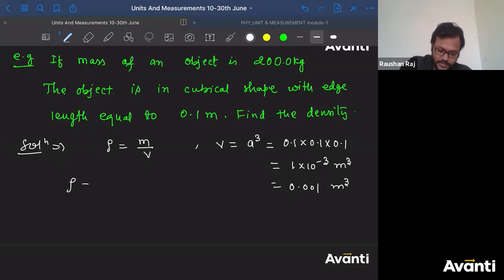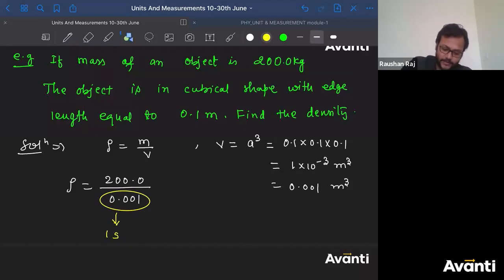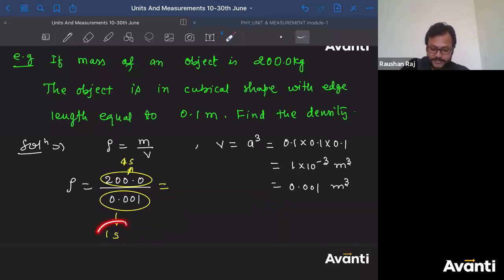So rho will be equal to mass divided by volume: 200.0 divided by 0.001. So this is having one significant digit. One significant digit. If I talk about the numerator, this is having 4 significant digits. The resultant will have only 1 significant digit. It should have only 1 significant digit.